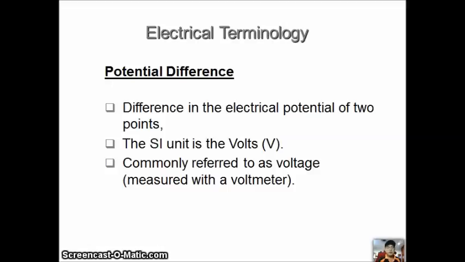What actually is potential difference? It is the difference in potential between 2 points. And because you have a different potential between 2 points, it causes the electron to flow from the lower potential to the higher potential. The SI unit for potential difference and also potential is volts, commonly referred to as voltage, which is measured using a voltmeter.